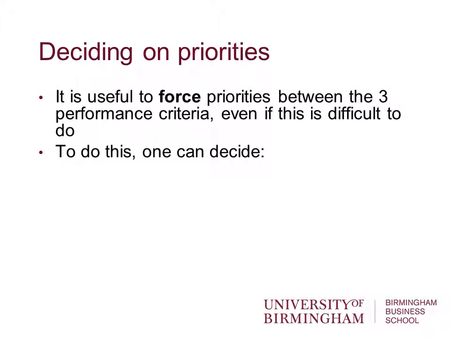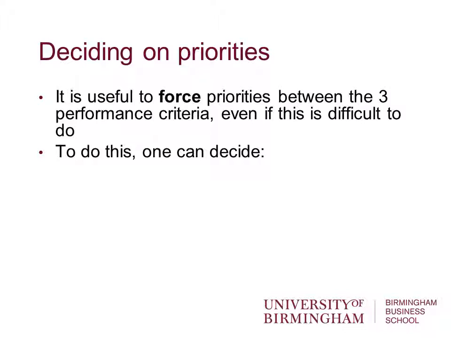Okay, so how does an organisation go about forcing or thinking about these different priorities? So we've got time, cost and quality, or time, cost and performance, or time, cost and function, whatever you want to call that quality stroke performance one. And an organisation needs to think about where its priorities lie.